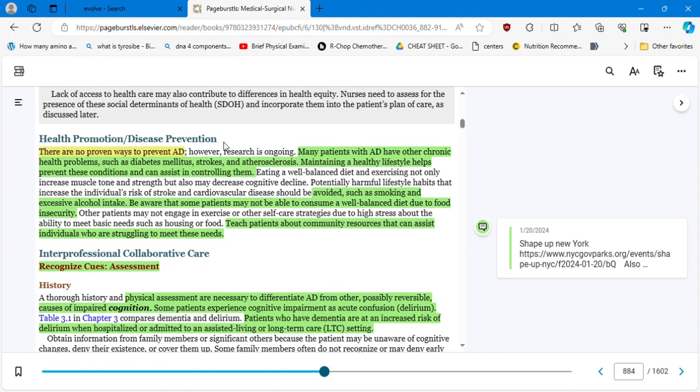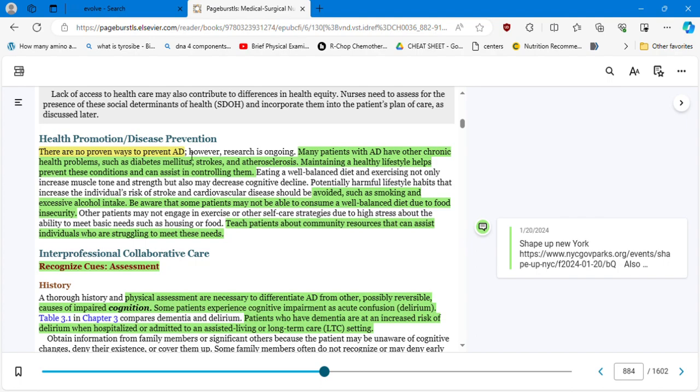Health promotion, disease prevention. There are no proven ways to prevent Alzheimer's disease. However, the medicine, right? They don't know how to prevent this. So they are giving us a list of medications for prescription to manage, but we can do our part with the proper nutrition, exercise, and stress management, right?